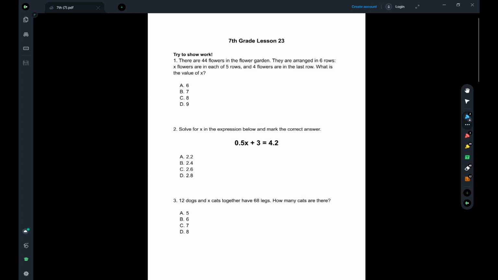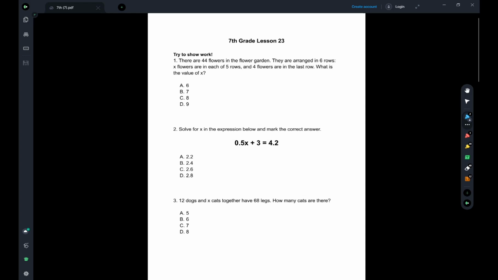Let's start off with number 1. Number 1 is asking, there are 44 flowers in the flower garden. They are arranged in 6 rows. X flowers are in each of 5 rows and 4 flowers are in the last row. What is the value of X?